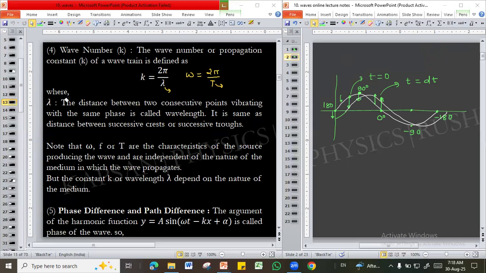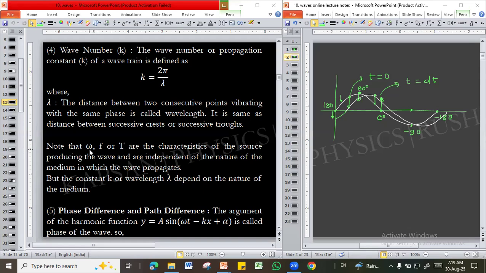Okay. Now we know the distance between successive particles which are in phase. Distance between successive particles which are in phase, that is a wavelength.